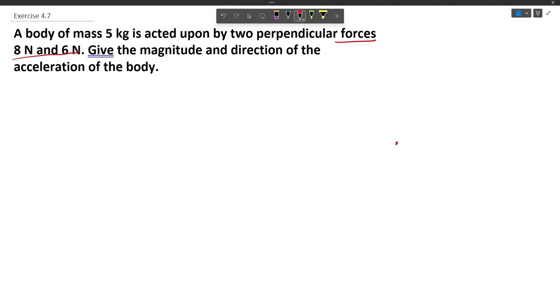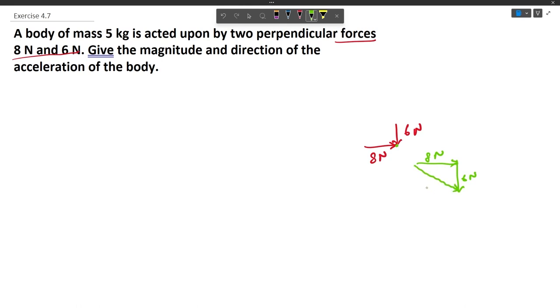So let us assume that this is a particle over which 8 Newton is acting horizontally and 6 Newton is acting vertically. We will isolate this particle. Apart from these two forces, there are no other forces acting on the body. So now let us add the vectors. This would be the 6 Newton vector and this would be the 8 Newton vector. Now the resultant vector would be something like this.